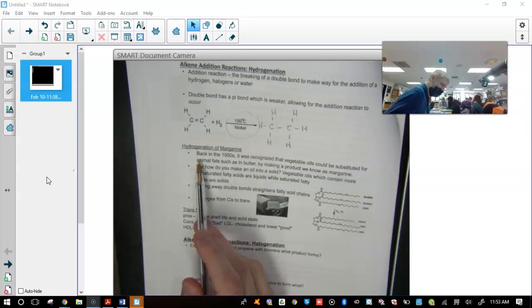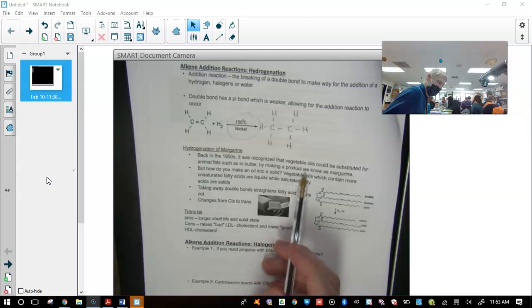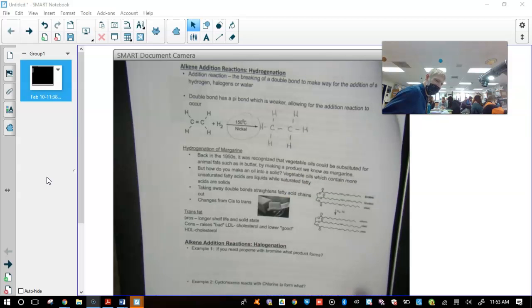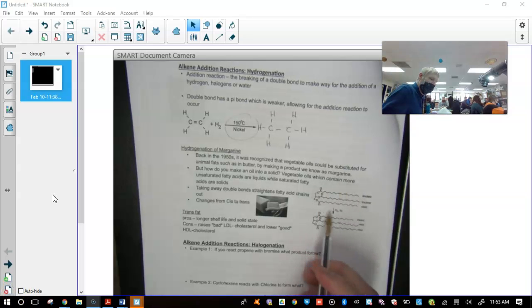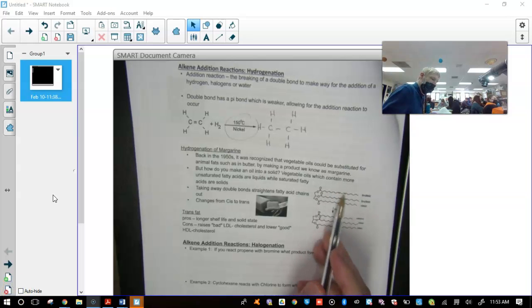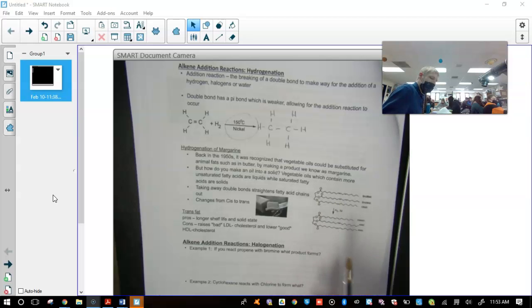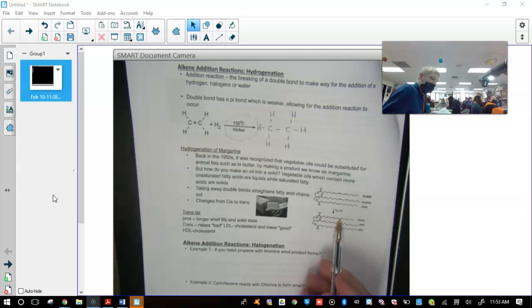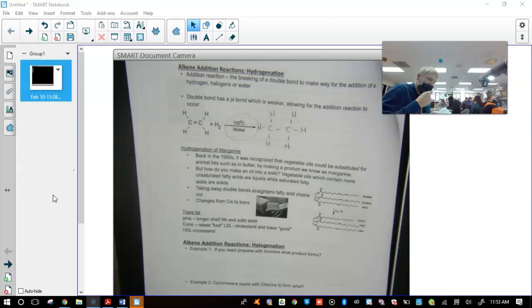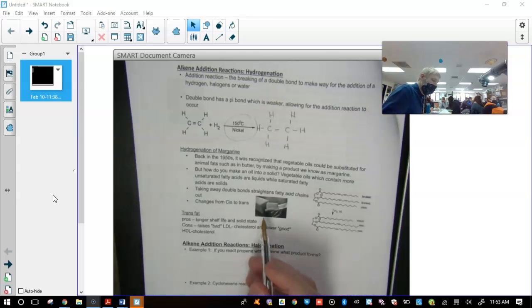Back in the 1950s, it was recognized that vegetable oils could be substituted for animal fats, such as in butter, by making a product we know. Right here is a picture of a fatty acid. We've got double bonds, and we are basically taking some of those bonds out, adding nickel as a catalyst and hydrogen. So, what's the difference between butter and margarine?